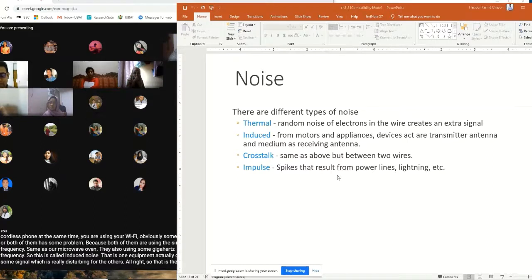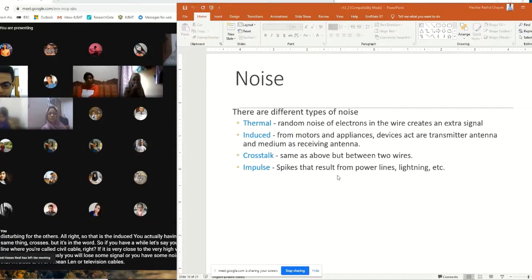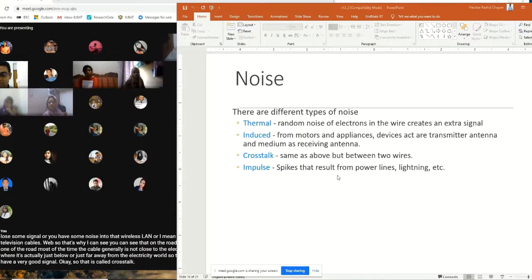Crosstalk is the same thing, but it's in the wire. So if you have a wire, let's say a coaxial cable wire, and it is very close to a very high voltage electricity wire, obviously you will lose some signal, or you will have some noise in that LAN or television cable wire. That's why you can see on the road that most of the time the cable is generally not close to the electricity wire. It's just below or far away from the electricity wire, so that you have a very good signal. Okay, so that is called crosstalk. One cable can be disturbed by the other cable.